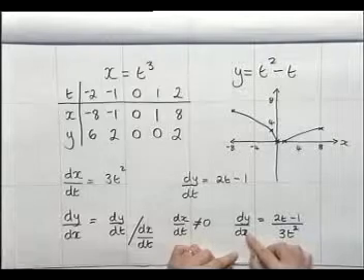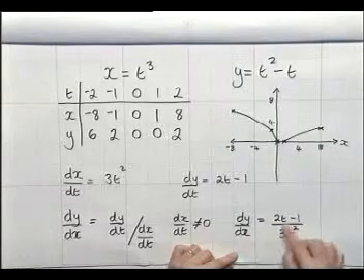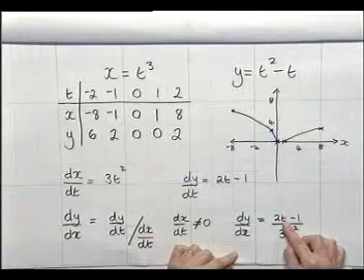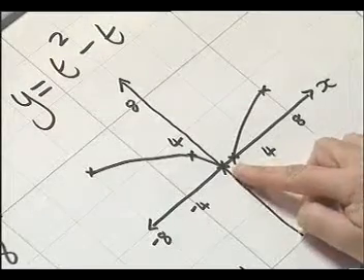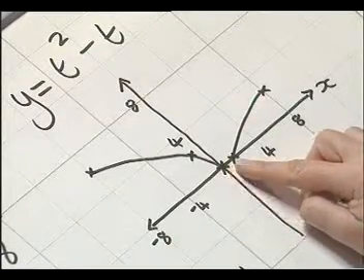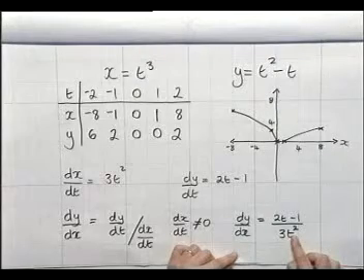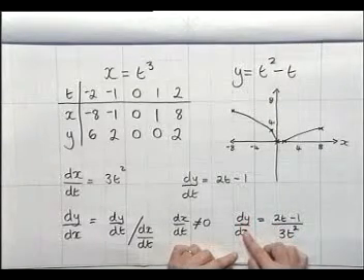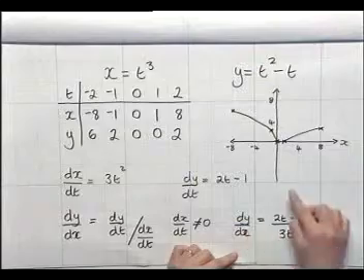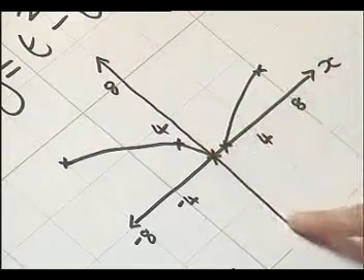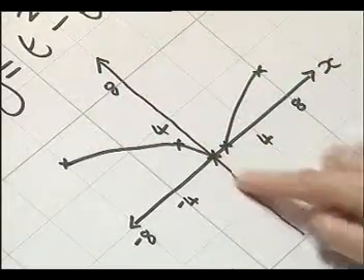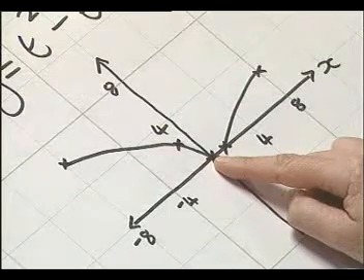From this we can analyse the curve further, and we can see that in fact when dy by dx is 0, then t must be a half. So in this section here we do have a stationary point. Also we can see that when t is 0, dy by dx is infinity. So we have got the y-axis here being a tangent to the curve at the point 0, 0.